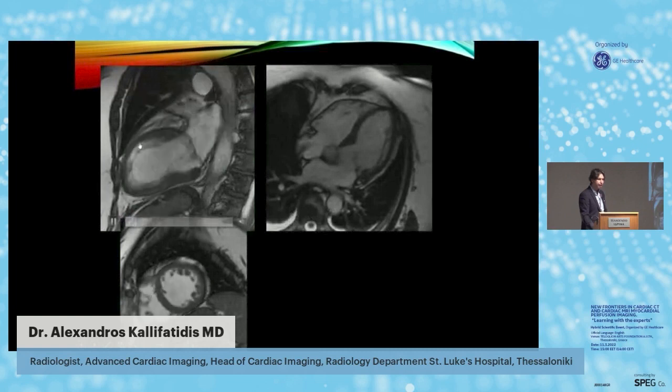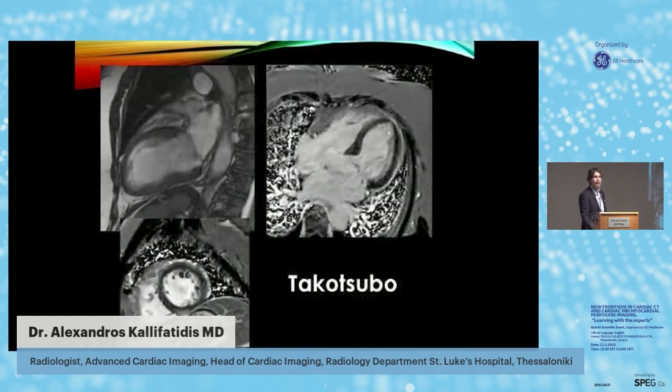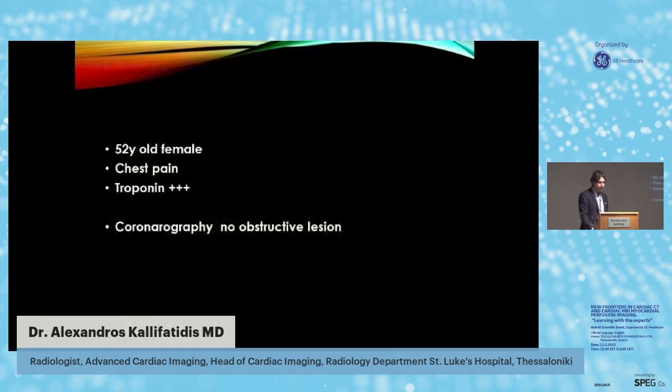We can see this apical ballooning of the left ventricle, also the dysfunction in short axis slice, but with no visible enhancement. And we have to mention that this pathology usually is reversible, and if we examine our patient 1 month later, maybe we will not see any abnormality.